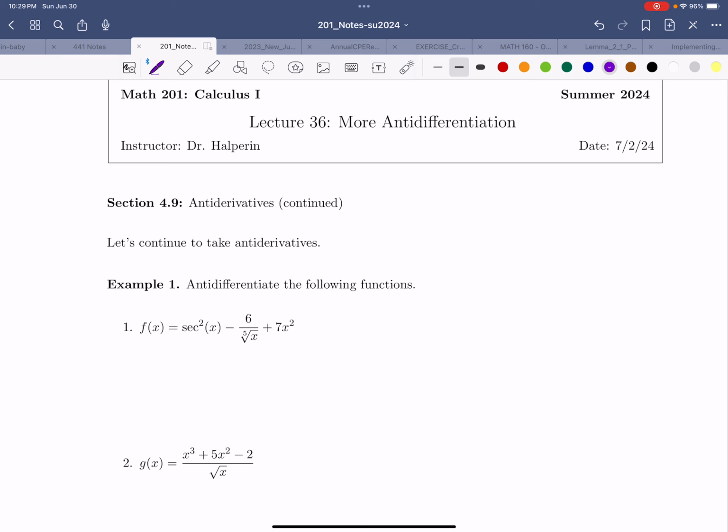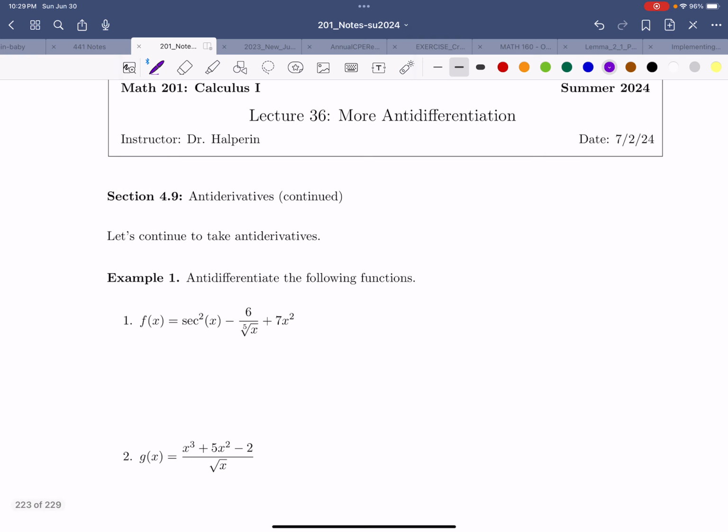Let's do a couple more antidifferentiation problems. Antidifferentiate the following. Now remember, before I even do this, I just want to point out that there are 3 possible methods to antidifferentiate a function. Number 1 is the reverse power rule, right? That's just the 1/(n plus 1) x to the n plus 1, right?